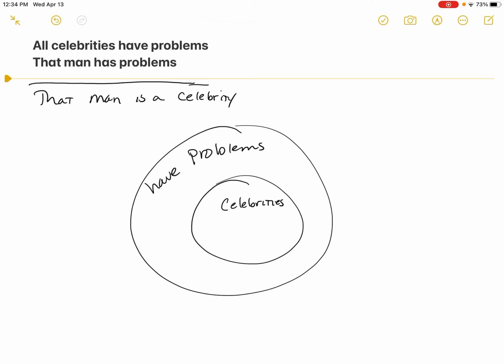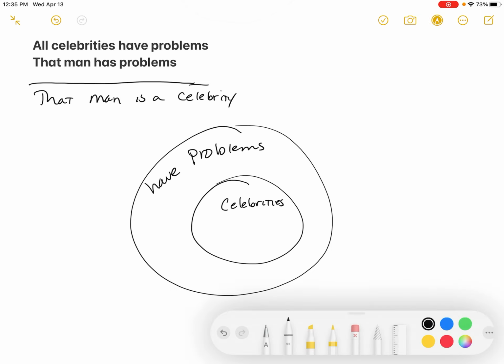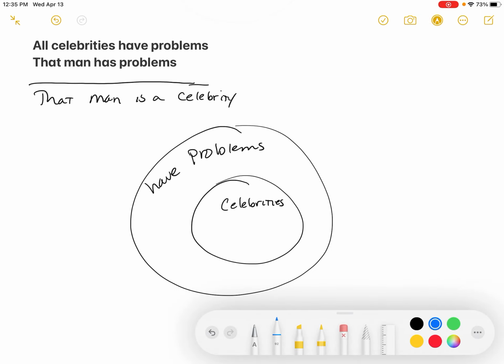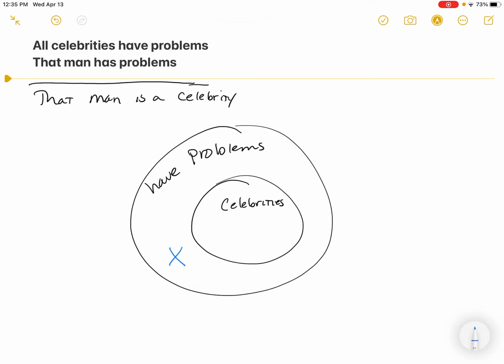So what do we know about this man? What we have drawn out right here is from the very first statement that all celebrities have problems. Now we're going to put an X for the man that has the problem. Now where can that X go? And the question is, does it have to go in celebrities? Do you agree the man could be here?